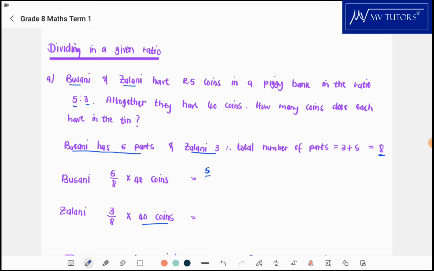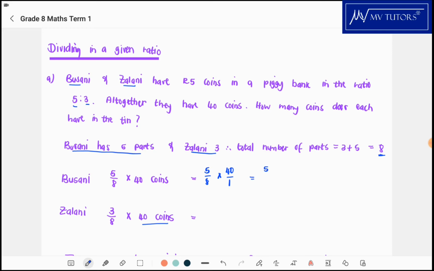You have 5 over 8 multiplied by 40 over 1. Okay, I want to write 40 in its prime numbers. Remember I said at some point we're going to have to deal with prime numbers and prime factors.